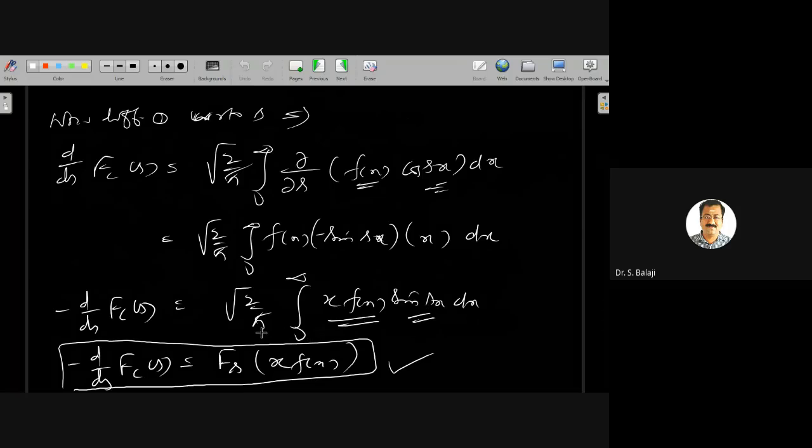Now it is like the Fourier sine transform definition, sin sx, 0 to infinity, root of 2 by pi. But instead of f of x here, x into f of x is present. So this is the Fourier sine transform of x f of x on the right side. But the left side is minus d by ds of fc of s, which comes from the Fourier cosine transform definition.